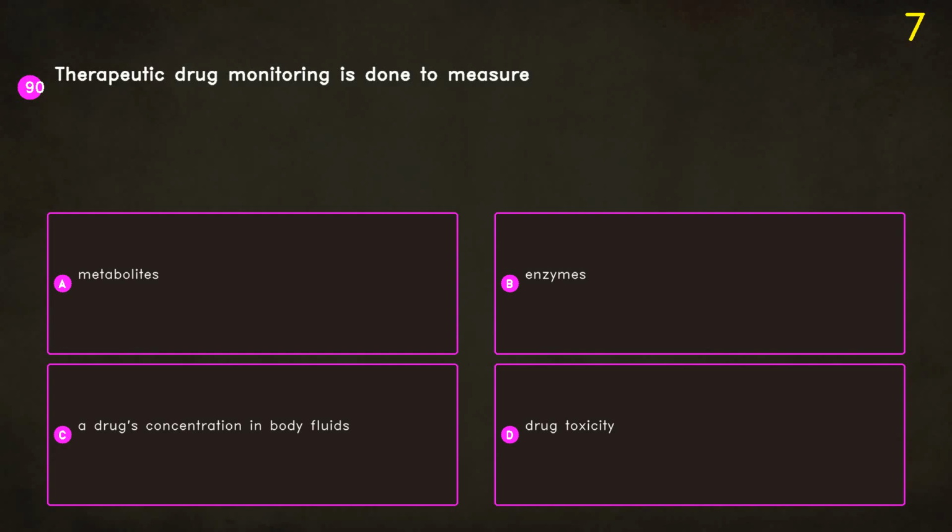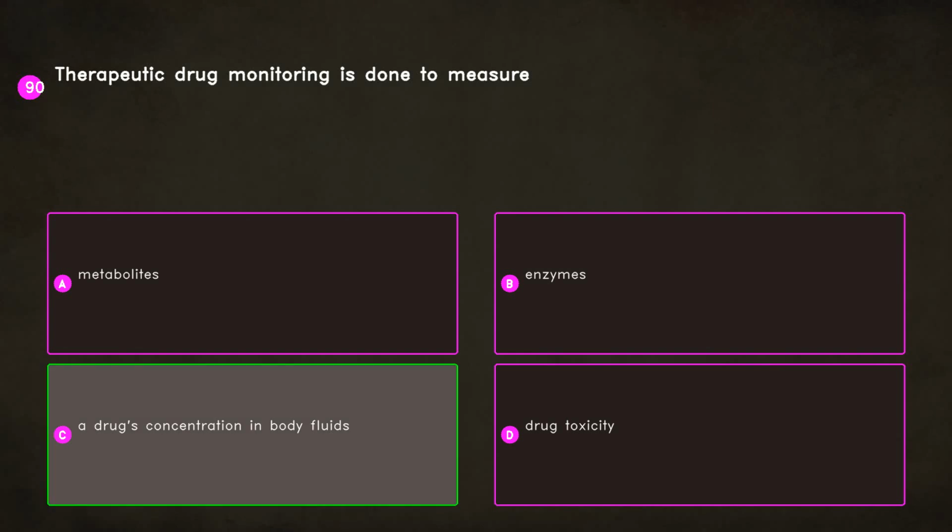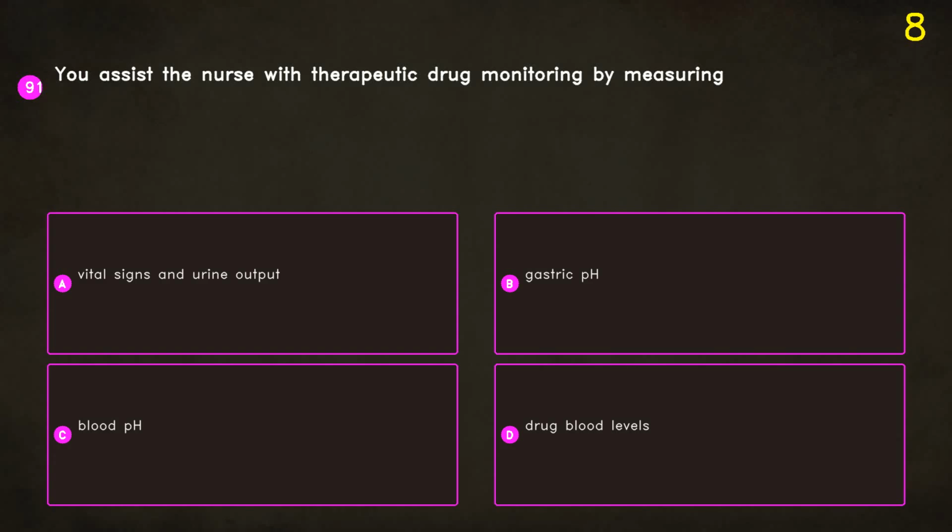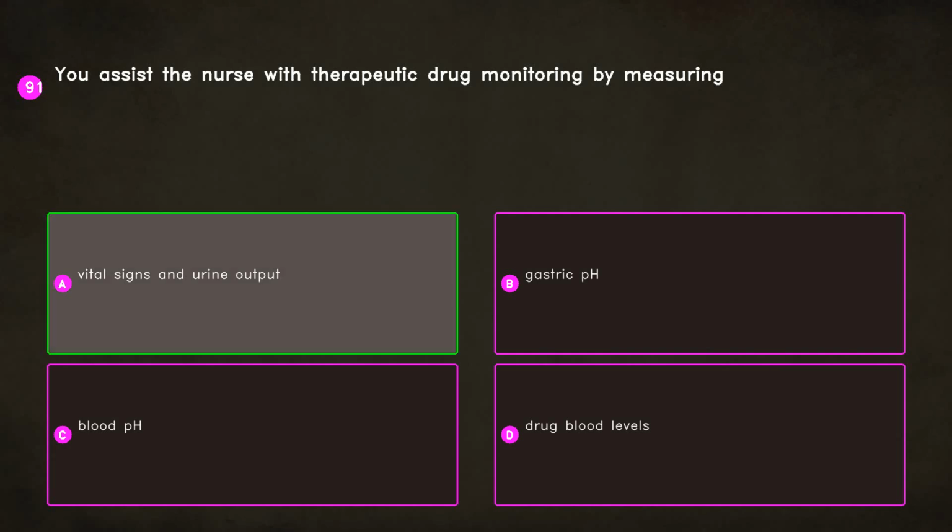Question 90. Therapeutic drug monitoring is done to measure A. metabolites, B. enzymes, C. a drug's concentration in body fluids, D. drug toxicity. The correct answer is a drug's concentration in body fluids. Question 91. You assist the nurse with therapeutic drug monitoring by measuring A. vital signs and urine output, B. gastric pH, C. blood pH, D. drug blood levels. The correct answer is vital signs and urine output.